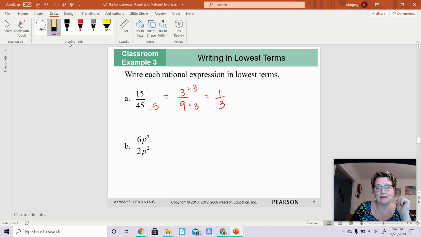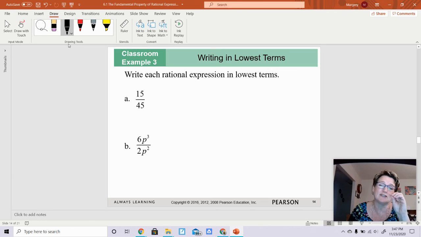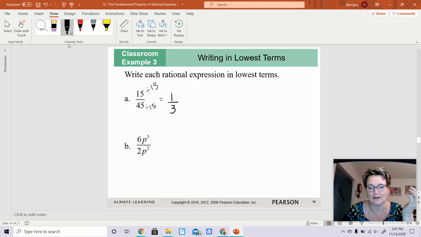Here's another way. Find the largest number that can go into 45 and 15. You would get your answer faster. I know that 15 goes into 15 once, and 15 goes into 45 3 times. By dividing the numerator and the denominator by the largest common factor, you get to your answer quicker. Does not mean that it's perfect.